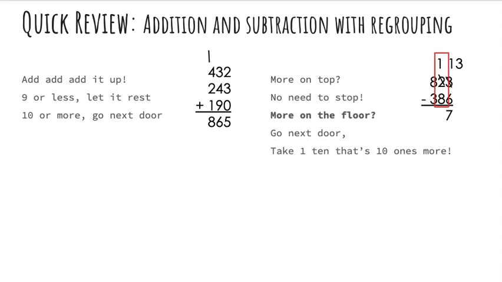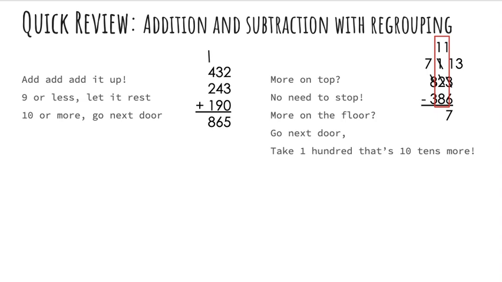In the hundreds place, I have 8 hundreds. So I'm going to take one of those hundreds and unbundle it into 10 tens. So now I have 7 hundreds left and I have 11 tens instead of 1 ten. Now that I have 11 tens, I have enough, and so I'm ready to subtract.